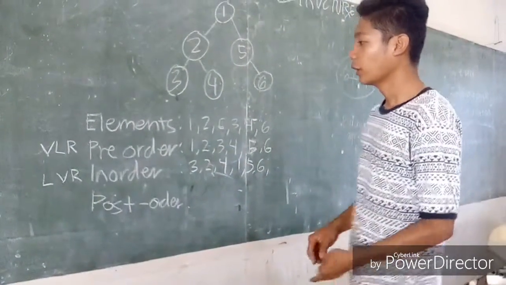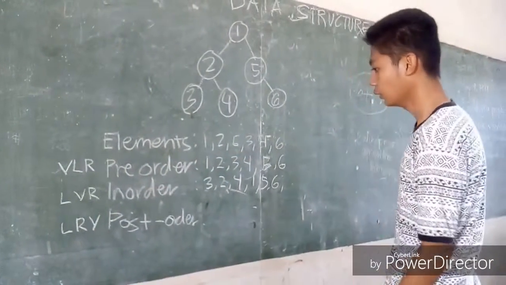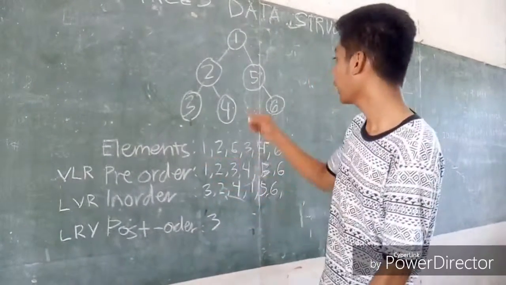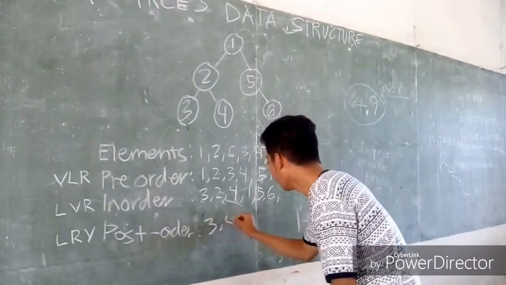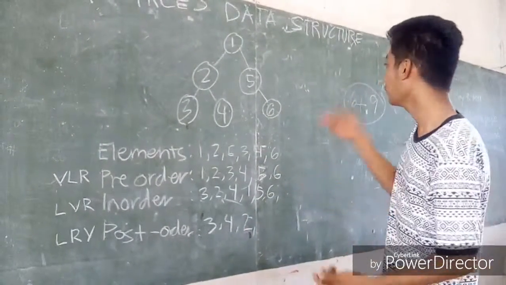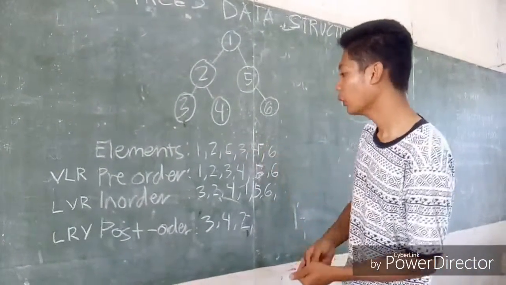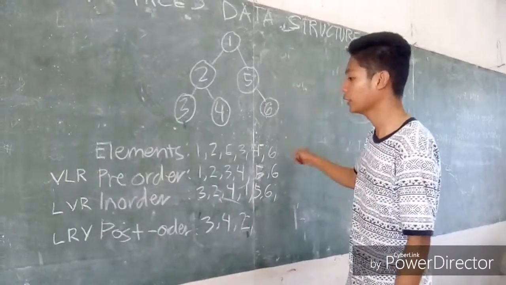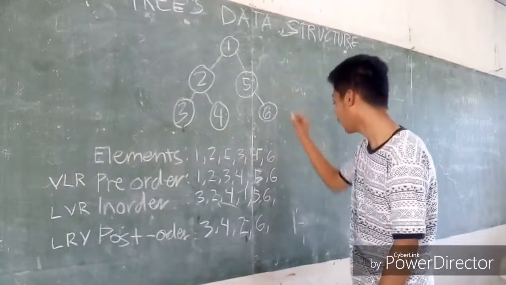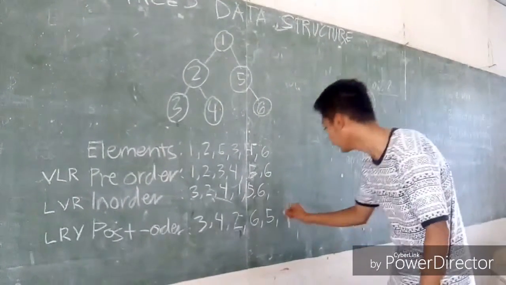So in post order, left, right, parent. So left 3, right 4, parent 2, and then since we don't have any left there, we begin in the right. So 6, 5, and then the parent or the root node 1. That's all.